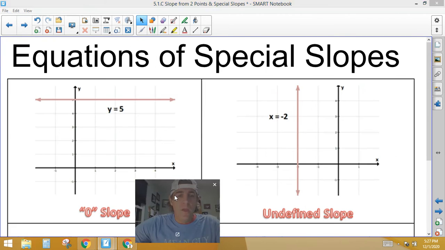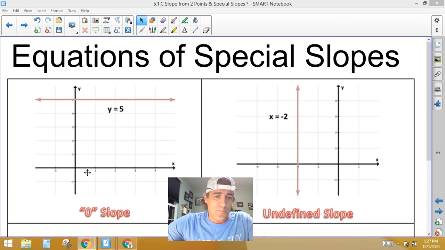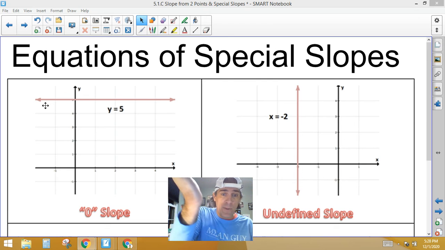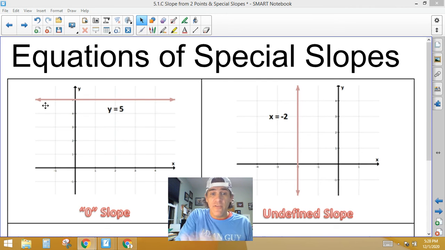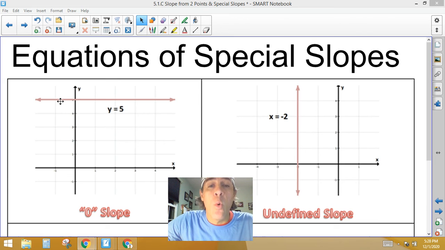All right. So equations, real quick, of special slopes. The 0 slope, which is a horizontal line, is always going to be y equals a number. There's no x. It doesn't matter what x is. If there was an x, it would be diagonal, but there's no x. It doesn't touch the x-axis. That's a way to kind of remember. Y equals a number. The reason it's y equals 5 is because it goes through 1, 2, 3, 4, where y equals 5. Here on this line, y is always equal to 5. No matter what x is, what is y?